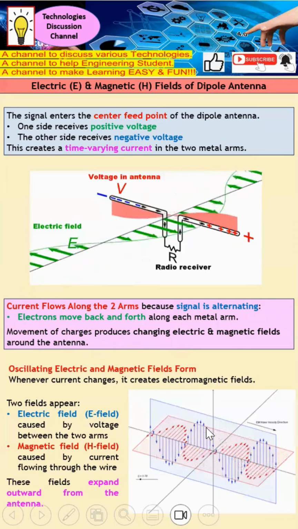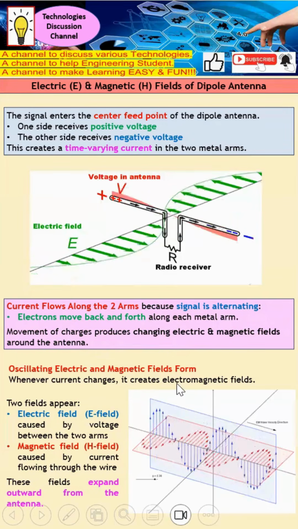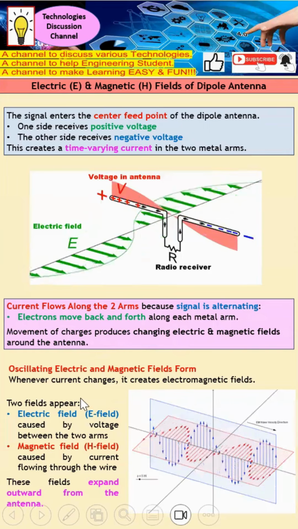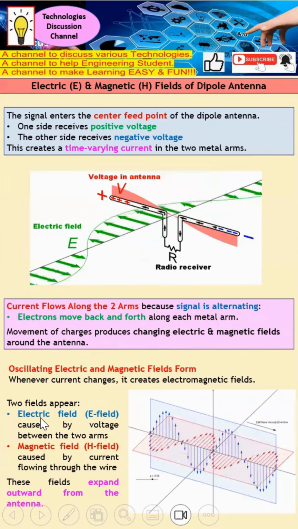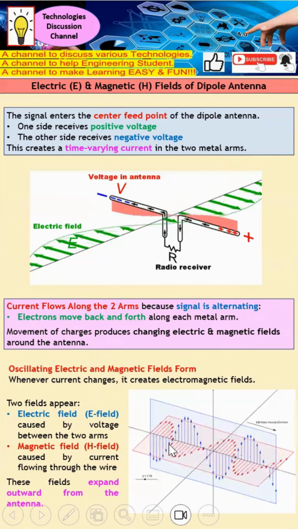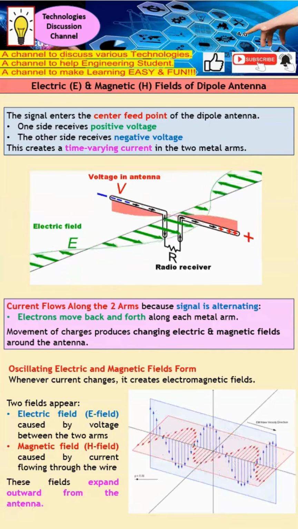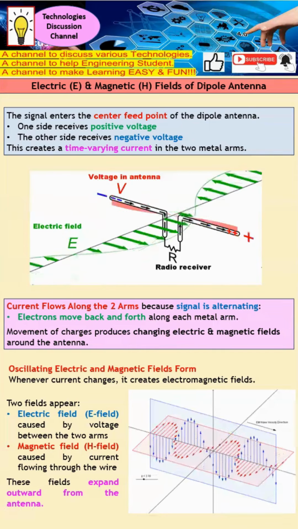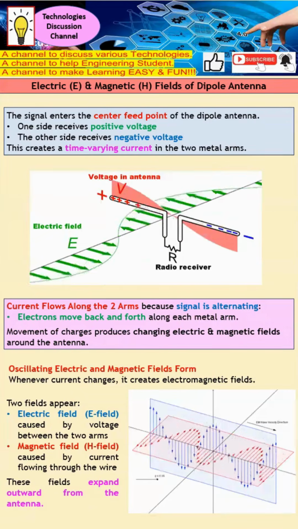Let's take a look at this diagram to understand better. When the current changes, it creates an electromagnetic field. From this diagram, you can see that the blue color is the electric field, and the red color is the magnetic field. Once the current alternates, it creates two fields, the E field and the magnetic field, and this E cross H gives the direction of propagation for the EM wave.